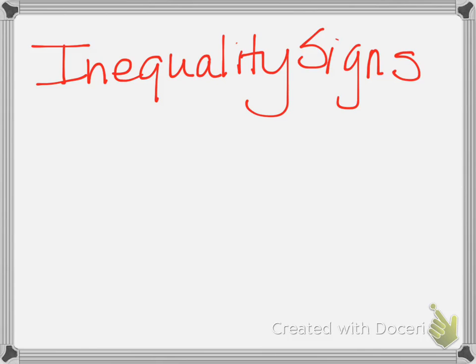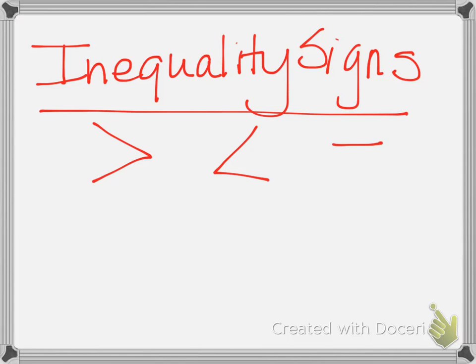Somewhere in your notes, I want you to write something about inequality signs. And you have less than, greater than, or equal to. These are all called inequality signs. So the last thing that I'm asking you to do is, if you look at example 6, it says, compare each pair of decimals using the symbols less than, greater than, or equal to. Those are inequality signs, and you can mark those.